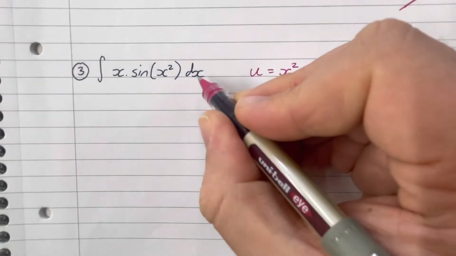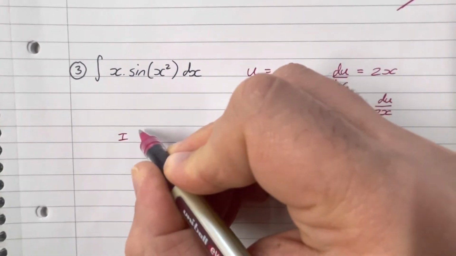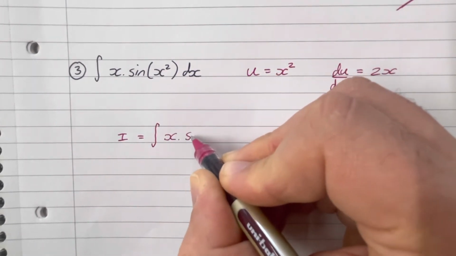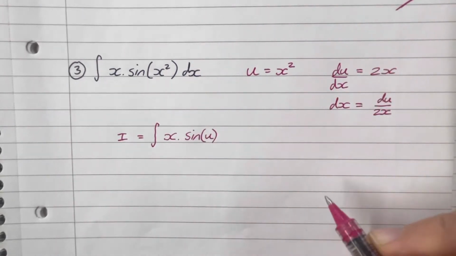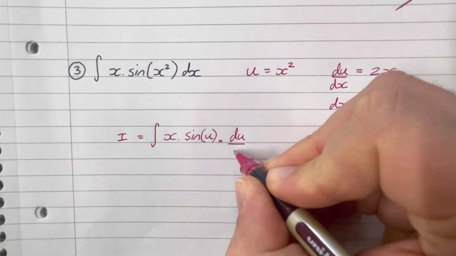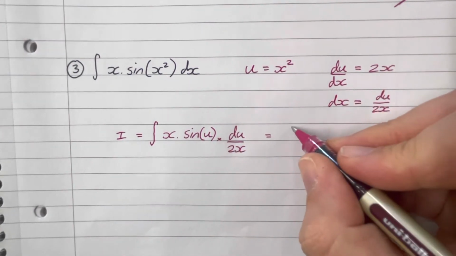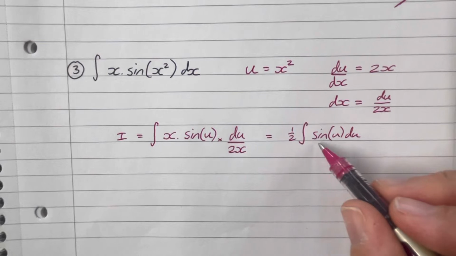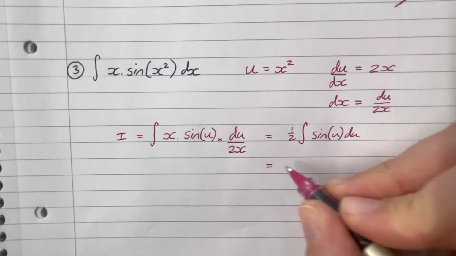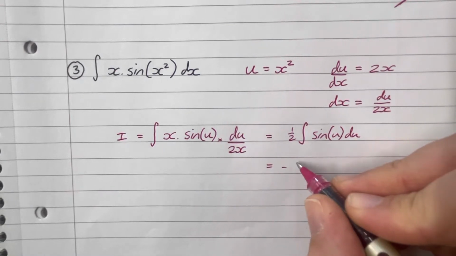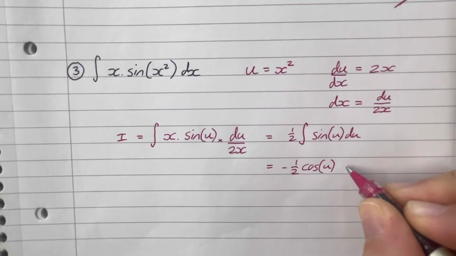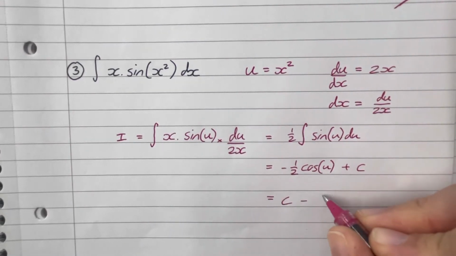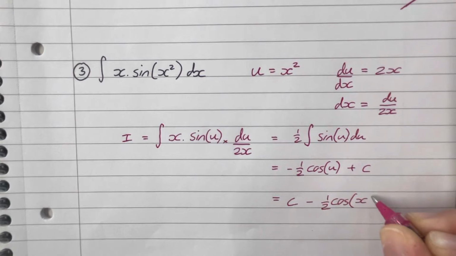Now when I plug that in, the nice thing about this question is the x here will cancel with the x here. This question was engineered to illustrate this. So we've got x times sine of x squared, but I'm going to write that as sine u, times dx, but dx is du divided by 2x, and the x's cancel, so that's just a half times the integral of sine of u du. Okay, this is now an integral that we can do. It's one of the standard ones that I did in my previous video. So sine integrates to negative cosine, so that is negative a half times the cosine of u plus c. And then don't forget to replace the u with x squared. So I'm going to put c minus a half times the cosine of x squared. That's it.